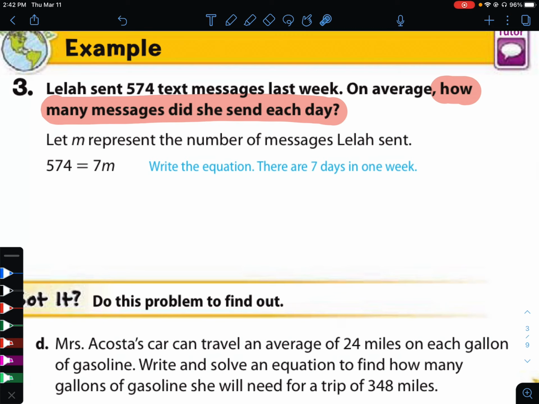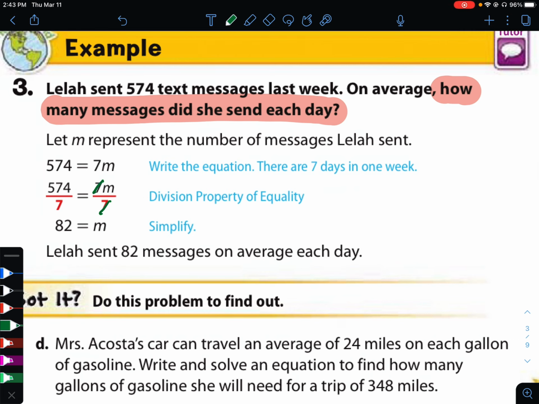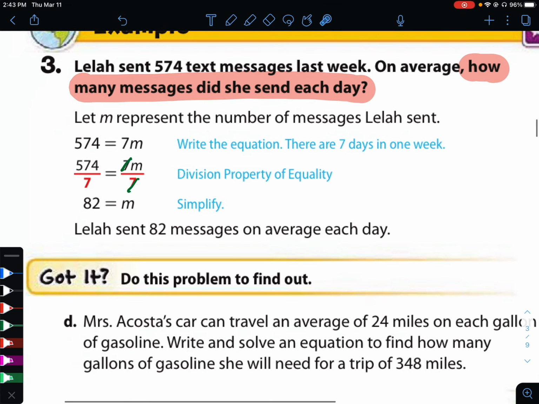Again, using the division property of equality, we need to undo 7 by dividing both sides by 7. So we divide both sides by 7, okay? Using the division property of equality, 574 over 7 is 82, and we know that the 7 cancels out. We're only left with m, so m equals 82. So Leela sent 82 messages on average each day. So every single day for 7 days, her average text messages was around 82 messages.